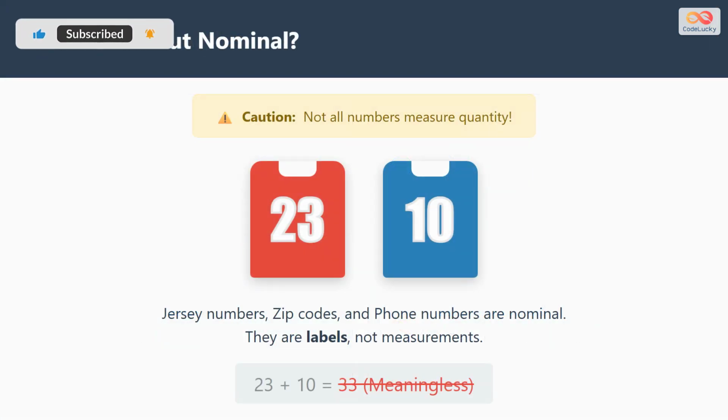Here is a tricky part. Sometimes nominal data looks like numbers. Think about jersey numbers on athletes. Player number 23 isn't more than player number 10. You wouldn't add their jersey numbers together. Zip codes and phone numbers work the same way. They are numerical labels, not measurements.